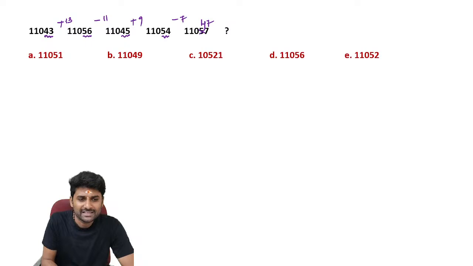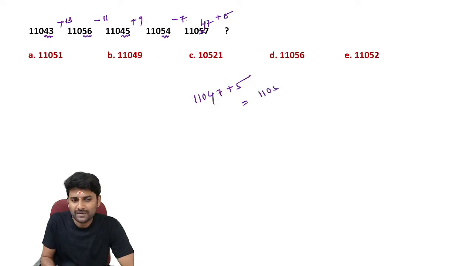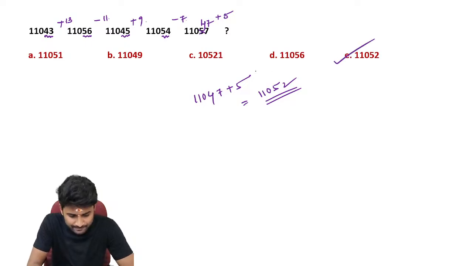Now see, 13, 11, 9, 7. Definitely the next odd number is 5. Positive, negative, so definitely we are going to add it. So the final answer: 1147 plus 5 is equal to 1152. The correct answer is 11,052.